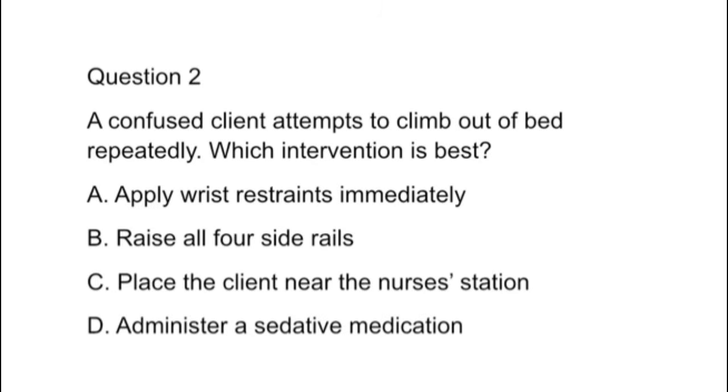Question 2. A confused client attempts to climb out of bed repeatedly. Which intervention is best? A. Apply wrist restraints immediately. B. Raise all 4 side rails. C. Place the client near the nurse's station. D. Administer a sedative medication.